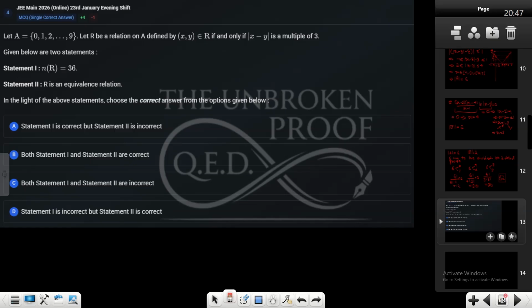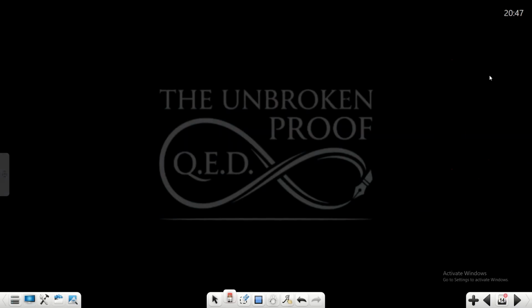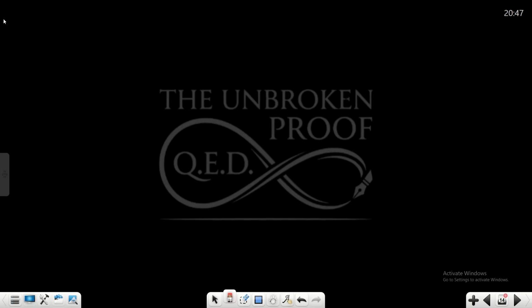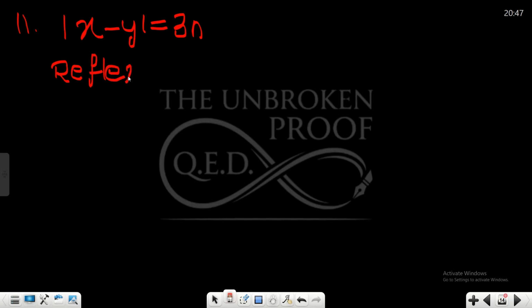So now let us look at the second statement, which is easier to deal with. The first thing is whether R is an equivalence relation or not. For that, we take |x - y| as 3n, because this is a multiple of 3. Now for reflexivity, if we take x minus x, then we get 0, and 0 is definitely a multiple of 3, so R is reflexive.